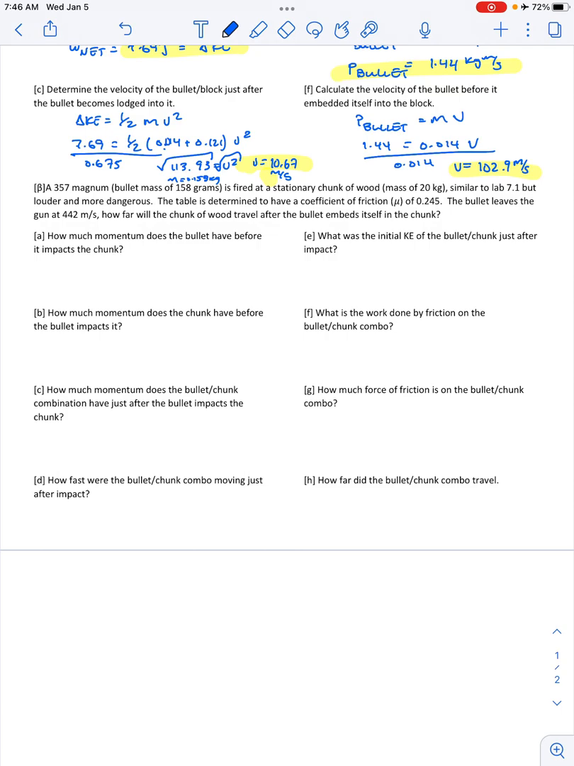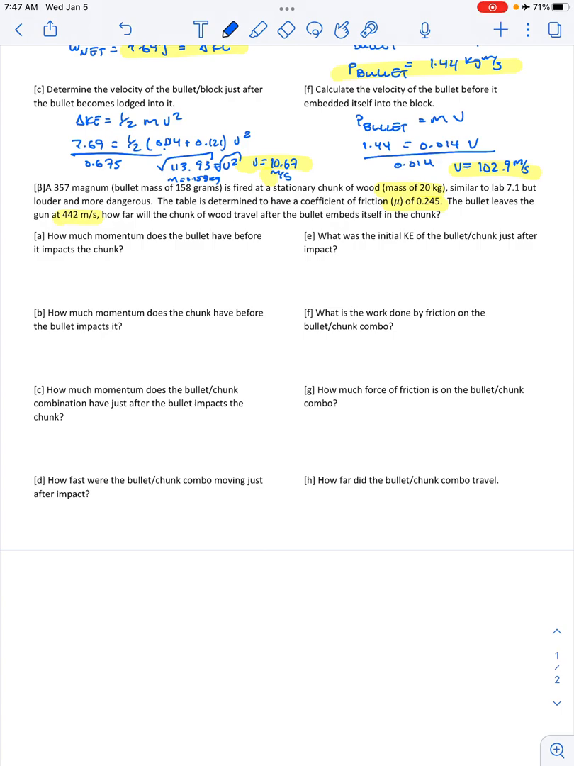It's fired into a stationary chunk with a mass of 20. Similar. The table is determined to have a coefficient of friction of that. But the bullet leaves the gun at 442 meters per second. How far will a chunk of wood travel after it embeds itself? How much momentum does the bullet have before it impacts the chunk?